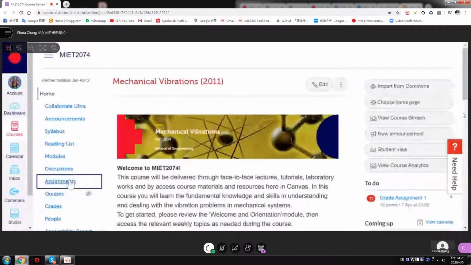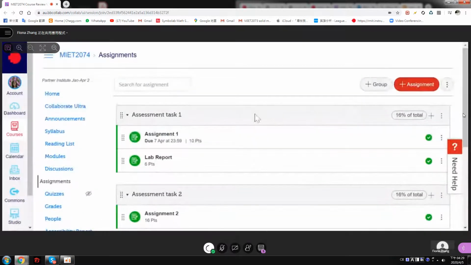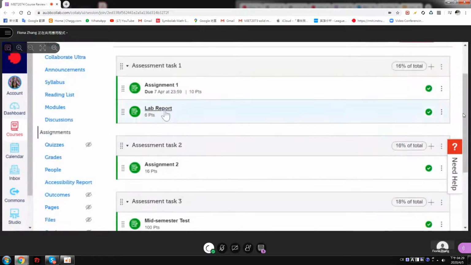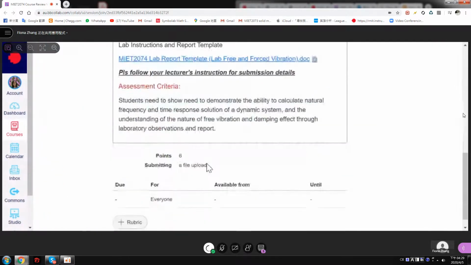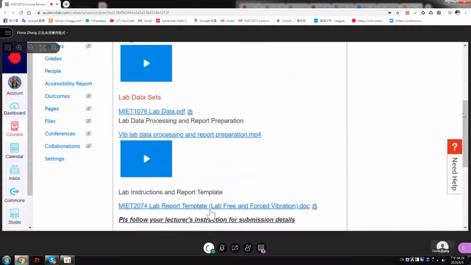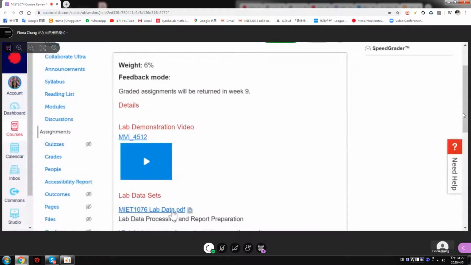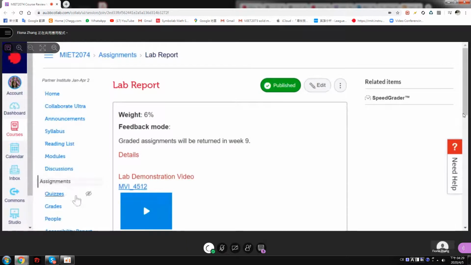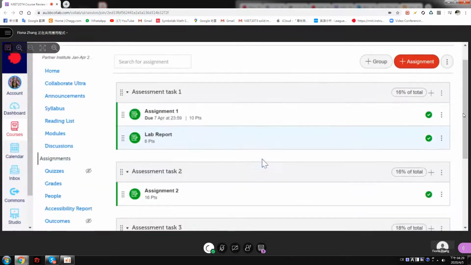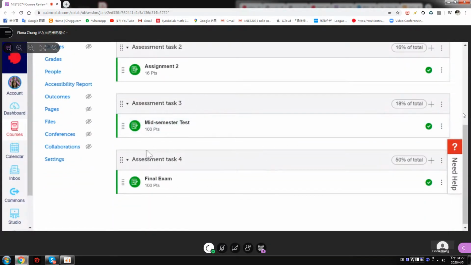Right, so we come to our assignment. Here is assignment 1, the lab report. If you click inside, you will see all the videos and the tutorials, the lab report template and the data. Any questions for the lab? Basically we should have some tests and an exam, but there's an agreement by ETC and MIT that we need to change the form of the exam to a non-invigilated form, which means no invigilation needed, no one watching you.